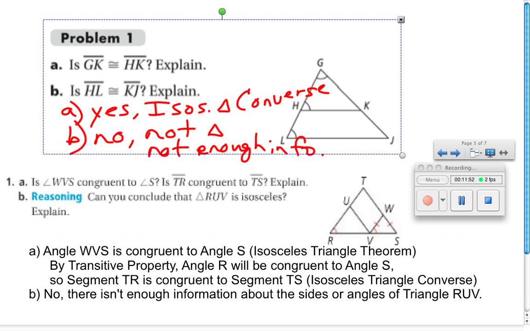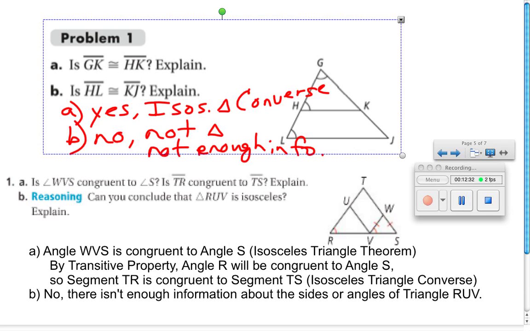You may notice up here that I have this whole transitive property up there. That's just in case you're kind of hazy about why angle R is congruent to angle S. What she concluded was that angle WVS is congruent to angle S because these two sides are congruent. What was given to us based on the markings was that angle R was congruent to angle WVS. So if you didn't just naturally make that connection, I showed you why you're allowed to make that connection. By the transitive property, I know that angle R will be congruent to angle S. So yes, TR will be congruent to TS because of the isosceles triangle converse.